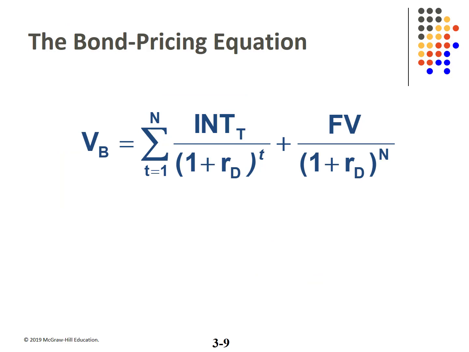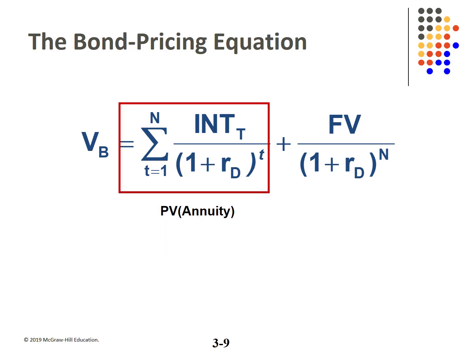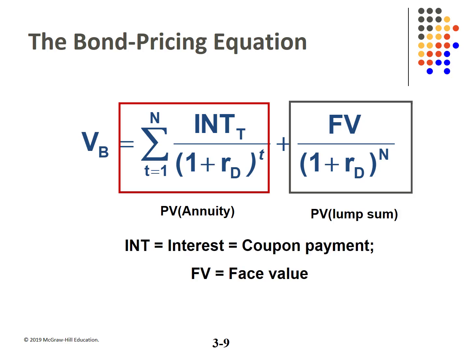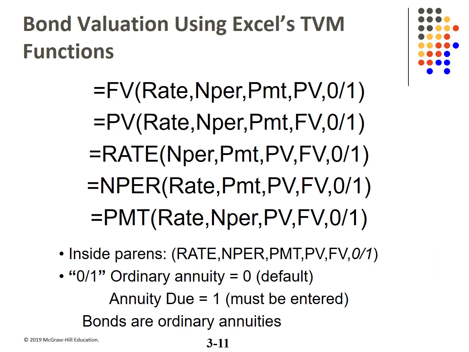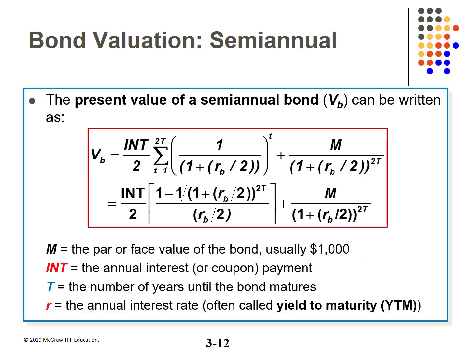This should look very familiar from 331, the basic bond valuation formula. Recall, a bond's value is composed of the present value of the annuity of its coupon payments plus the present value of its face value. We'll be using the TVM keys on your financial calculator to value bonds. As with all the TVM functions, Excel has functions comparable to each of the TVM keys. Also recall from 331, while we start out valuing annual payer bonds, bonds all pay interest semi-annually, so some adjustments to the calculations have to be made.